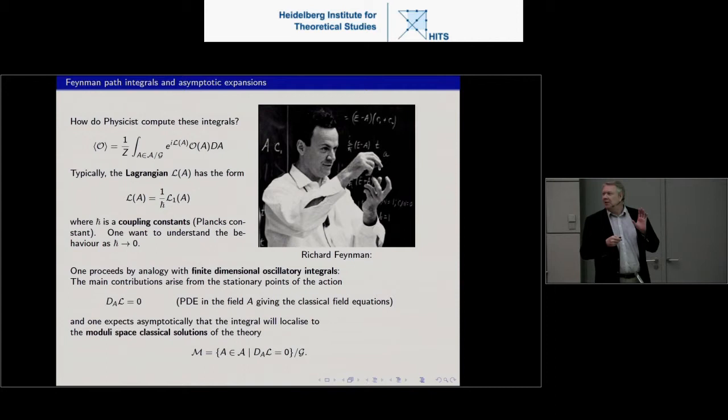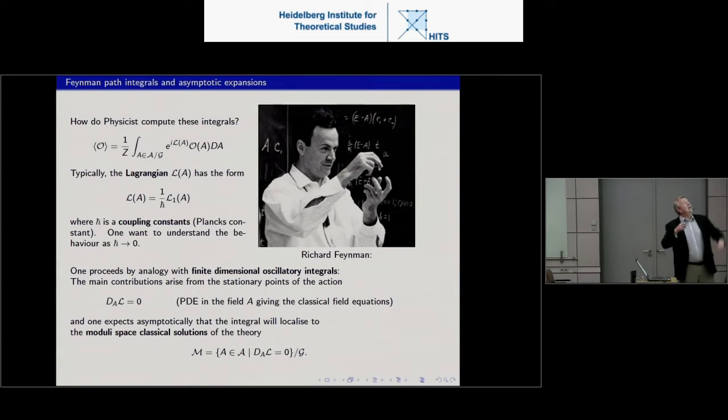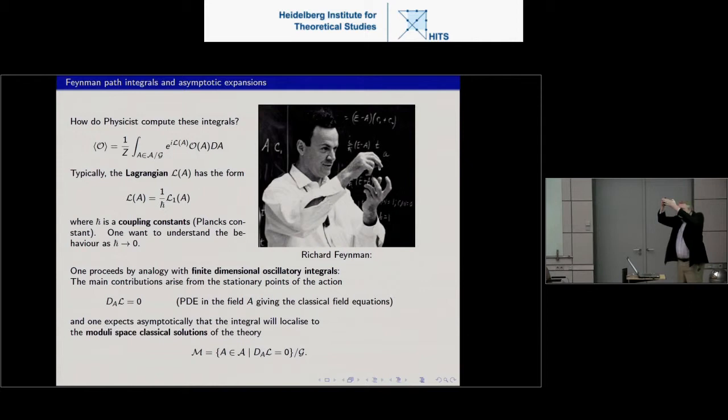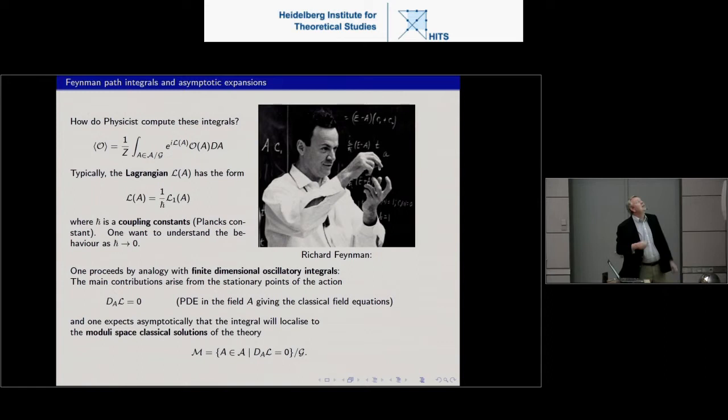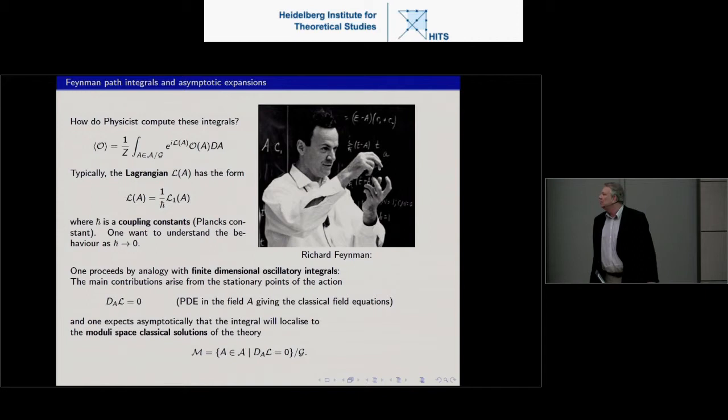And here's part of what they do. The main idea is simply to treat it as if it was a finite dimensional oscillatory integral. What we know about such oscillatory integrals is that if you are not at a stationary point, a point where the derivative of L is zero, the oscillations will wash out each other when you average. It's only at the places where the oscillations are not there, namely at the stationary points. To first order, the thing doesn't oscillate. So where the derivative of L is zero, that's where the main contribution will come from.